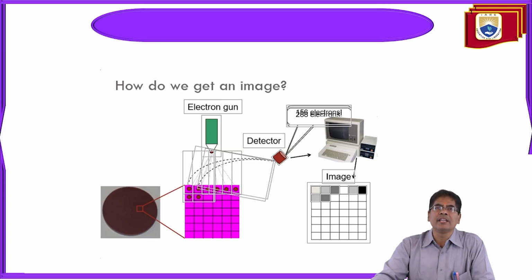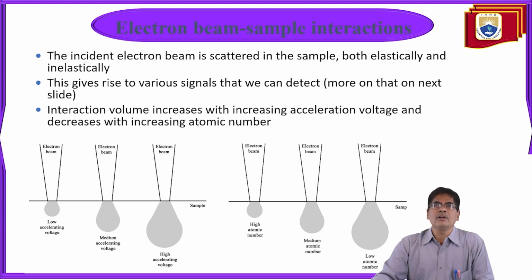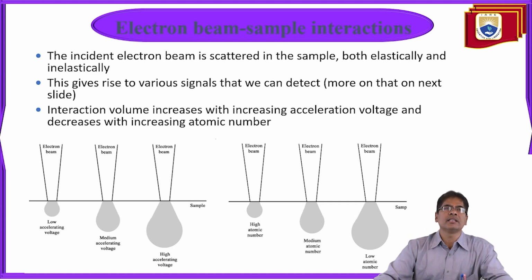So how do we get an image? This is the mechanism by which we get the image, right? Electron beam sample interaction: the incident electron beam is scattered in the sample both elastically and inelastically. This gives rise to various signals that we can detect. More on that on the next slide.